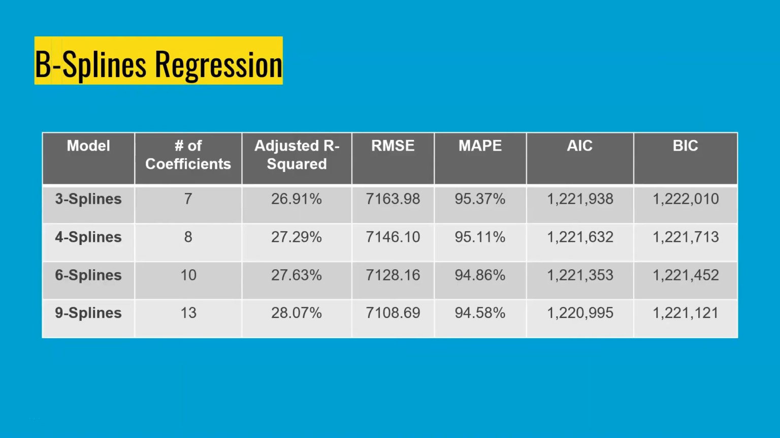Here I have a quick overview of the B-splines models that we have created. But overall, they were not really good. The adjusted R-squared were always around 27%, which is nothing compared to our 95% adjusted R-squared for the polynomial regression. And our mean absolute percent error was also up to 95%. So they were not really good models anyway.